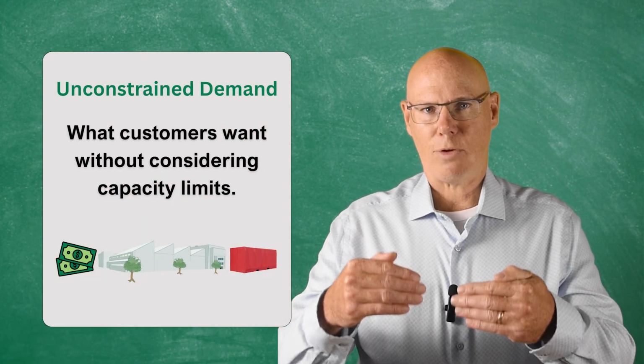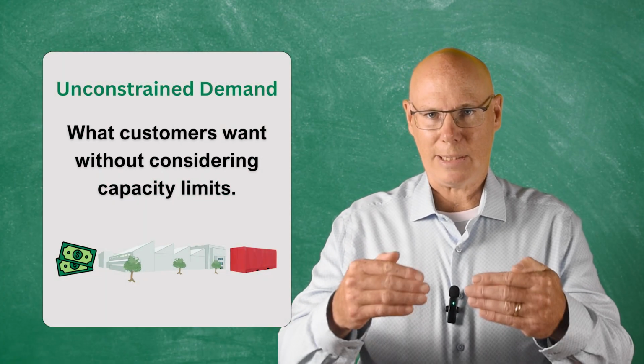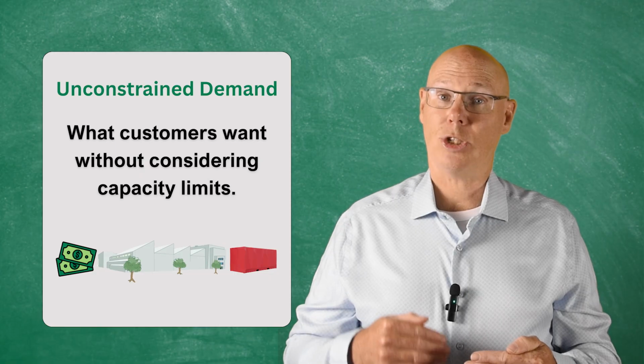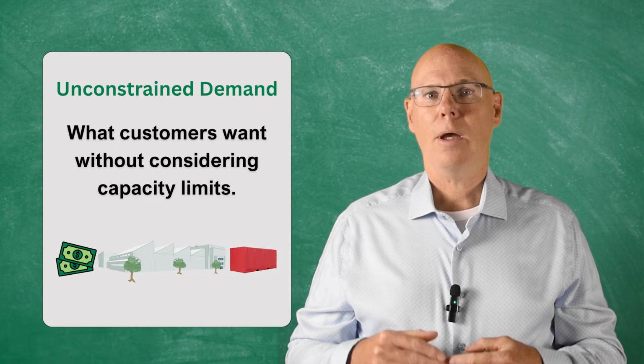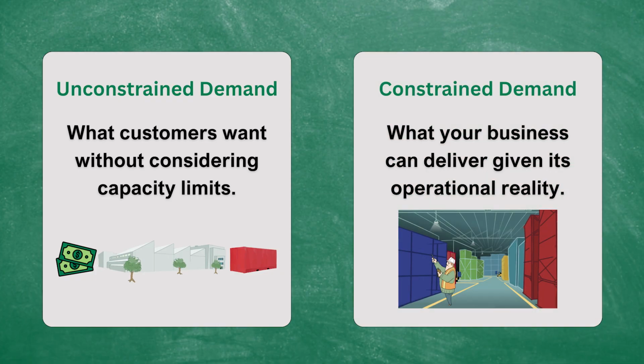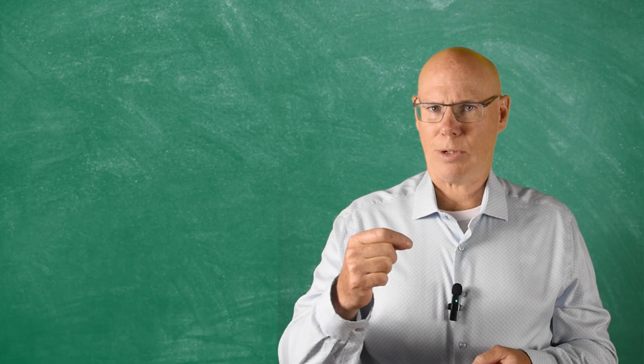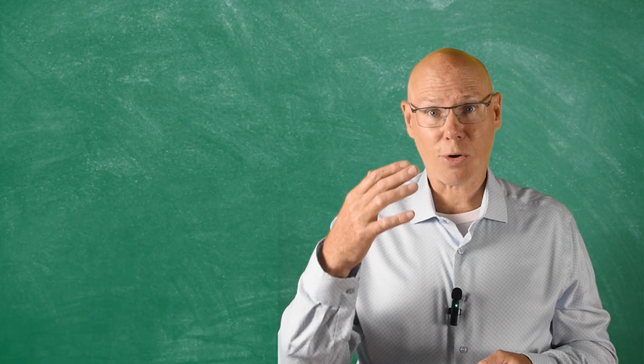Unconstrained demand gives you visibility into what we believe the market should be. It shows you what the customer actually needs or wants. Constrained demand keeps your plan grounded in operational reality. When you put the two side by side, you create a clear basis for decision making. This distinction between constrained and unconstrained plays a critical role in S&OP.